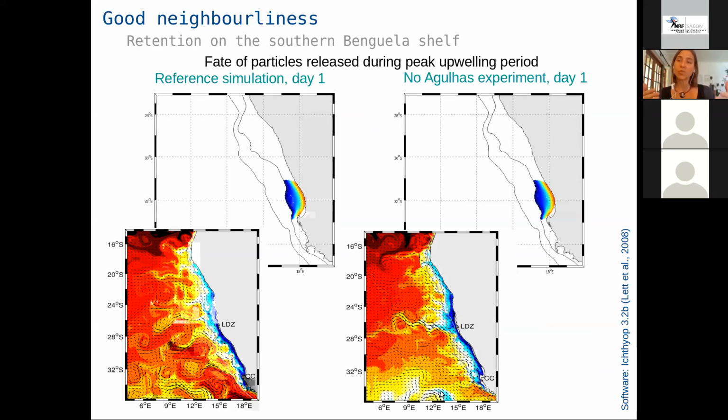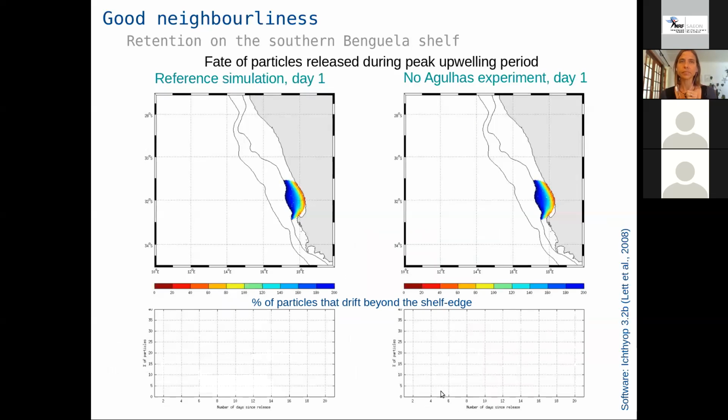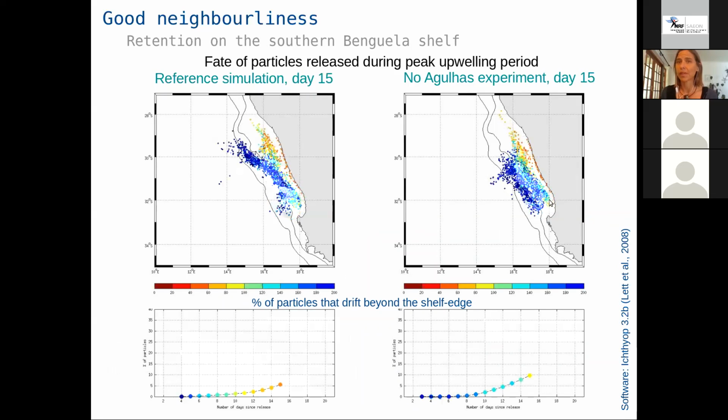So what happens if we play this forward? Well, let's have a look at what happens to the particles. Notice how for the reference experiment on the left, the particles tend to move along the coast, whereas for the no Agulhas experiment, they immediately start moving offshore.